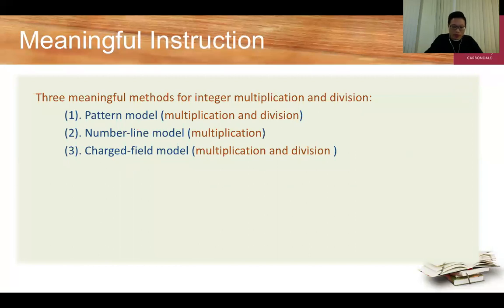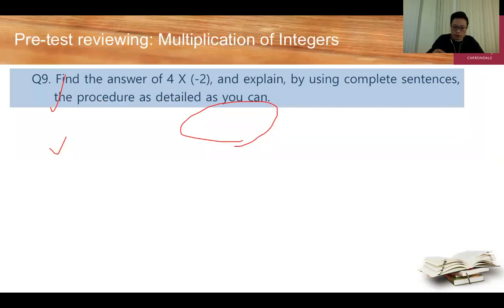And these are the 3 methods that I talked about last week, right? The pattern model and the charge field model can be used for multiplication and division, but the number line model can only be used for multiplication. Okay, so let's start from question 9, right?